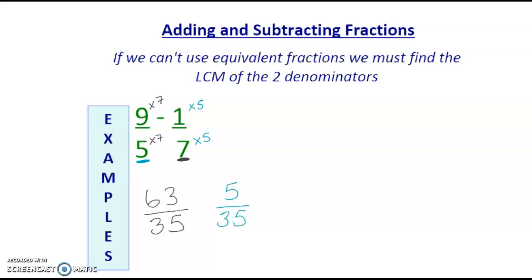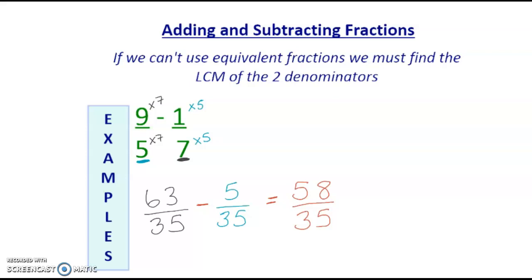I've now made myself a nice easy subtraction question because my denominators are the same. I have 63 of them and I subtract 5 of them. So how many do I have left? 63 take away 5 is 58. And I put that over that denominator 35. Don't do 35 take away 35 and tell me it's 0. That denominator must stay the same. That's why we did the work in the first place. That's why we put them over the same denominator.